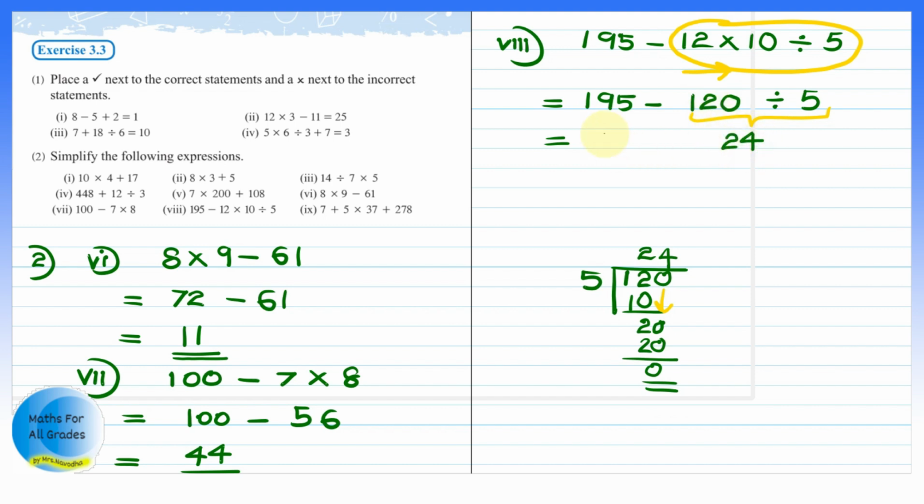Here, by subtracting from 195, we got 171. This is the final answer.